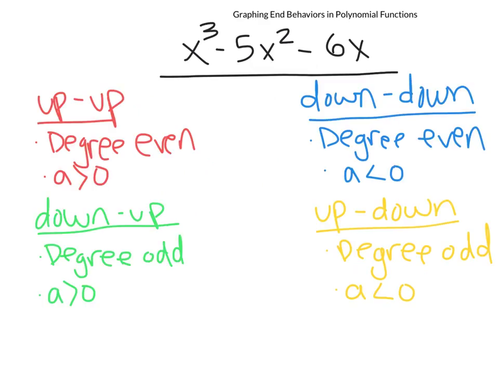Now, using the same standard form equation, x cubed minus 5x squared minus 6x, we are going to be learning the 4 end behaviors when graphing polynomial functions. Each end behavior is related to the a value. For up, up, the degree is even, and a is greater than 0. For down, down, the degree is even, and a is less than 0. For down, up, the degree is odd, and a is greater than 0. Lastly, for up, down, the degree is odd, and a is less than 0.